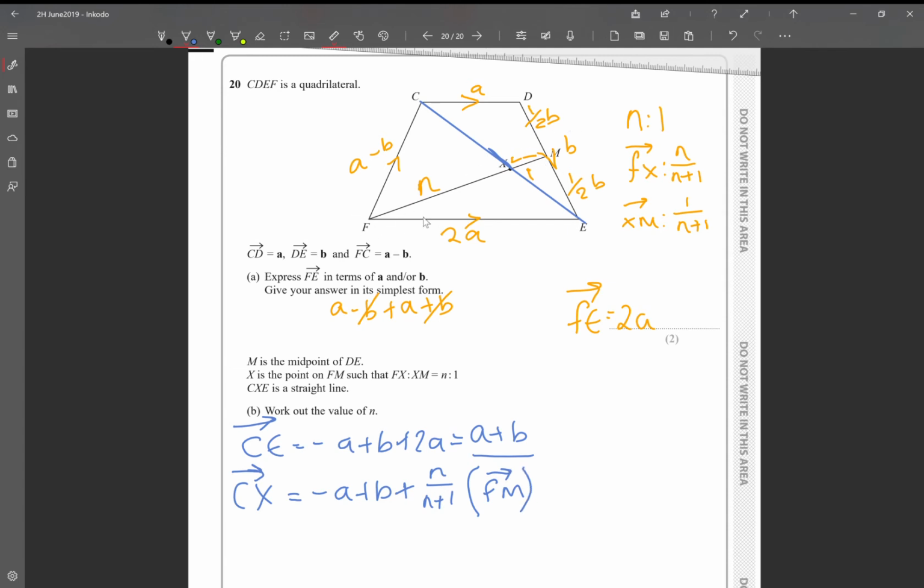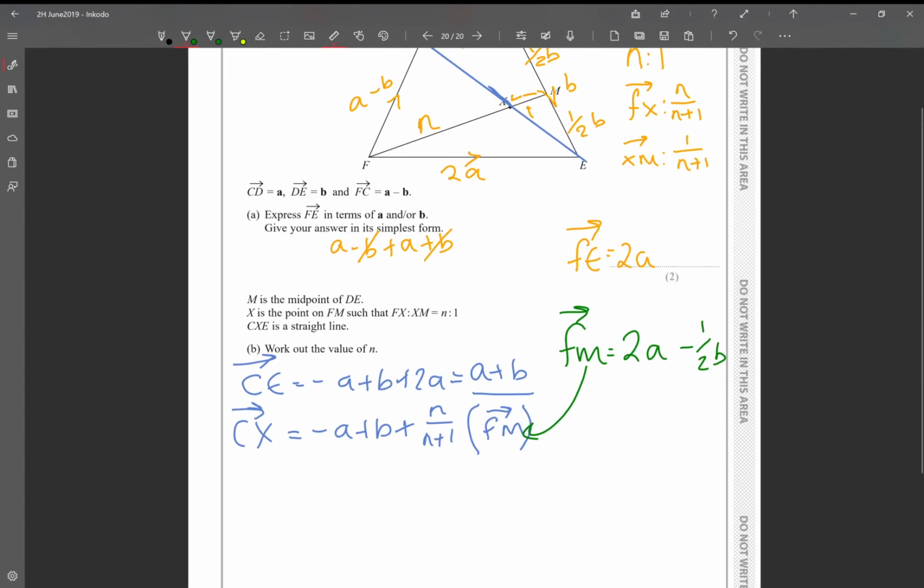Now, if we just put over here F to M equals, and if you travel along, it's 2A minus half B. So then we can replace that into here. Let's rewrite that one out. Let's get our blue back. So minus A plus B plus n over n plus 1, and then 2A minus half B. All right.